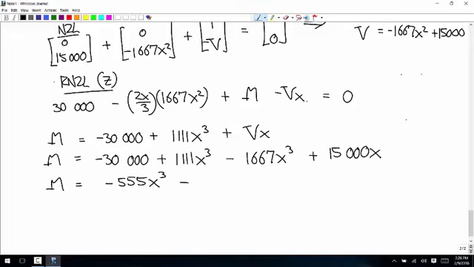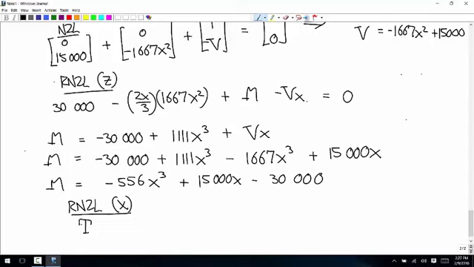It's one what? Oh, yeah, it's this repeating. This is shorthand for 5's repeating forever. Okay, yes. And then plus 15,000x minus 30,000. This problem didn't have any external torque, so if you do the rotational equation about the x-axis, you just get that the torque is equal to 0.